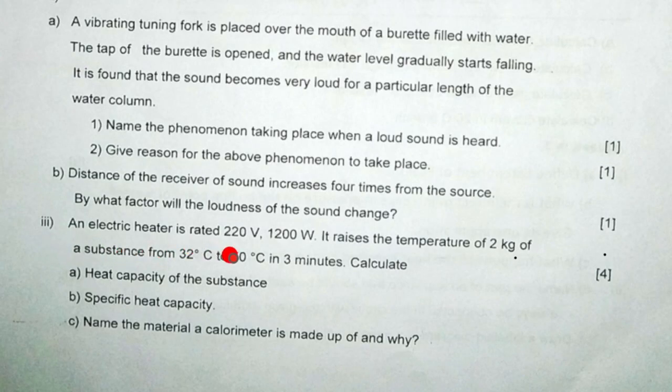The electric heater is rated 220 volt, 1200 watt. It raises the temperature of 2 kg of substance from 32 degrees C to 50 degrees C in 3 minutes. Calculate the heat capacity of the substance, specific heat capacity of the substance, and name the material of the calorimeter. What is it made up of and why? There are 3 parts over here. So this will be for 1 mark, this will be for 1 mark. Name the material and why. That would be for 2 marks. Okay, 1 mark for this and 1 mark for the other.